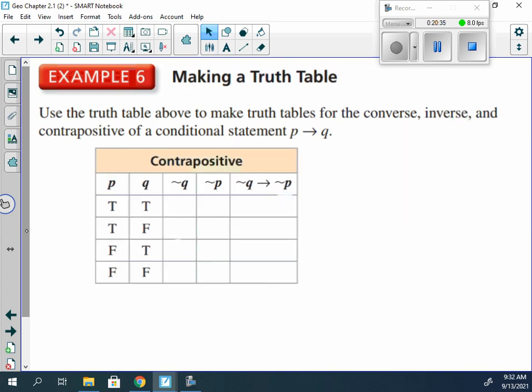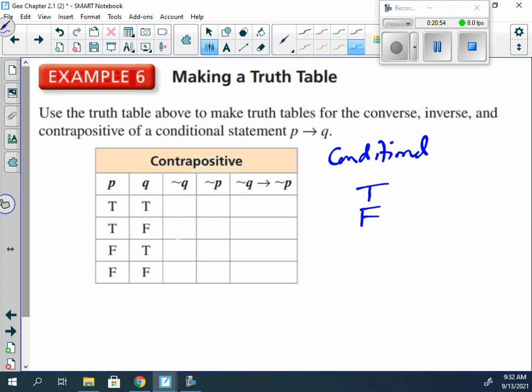The last one we had was the contrapositive. Now, what we talked about last week is it's going to be the same as the conditional, because the conditional statement and the contrapositive we said would always have the same truth value. So what we should expect to see is true, false, true, true. Now let's see if we get that.